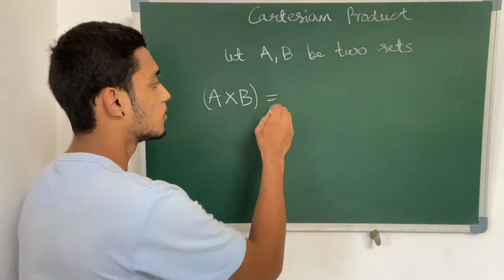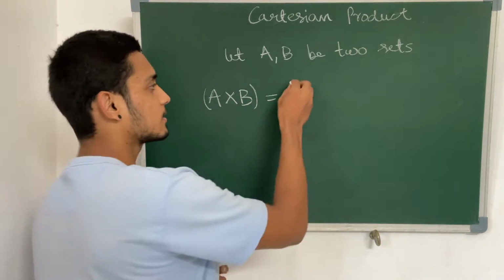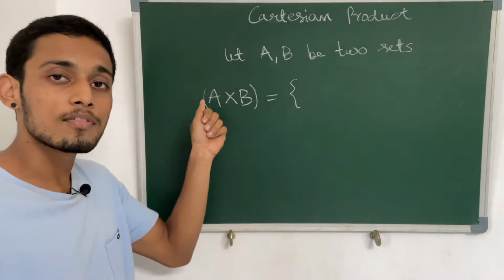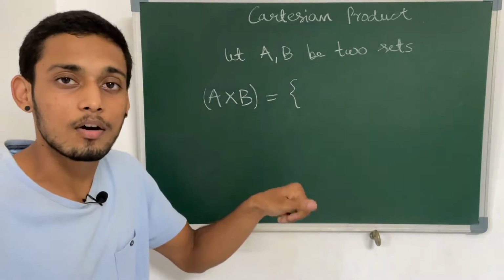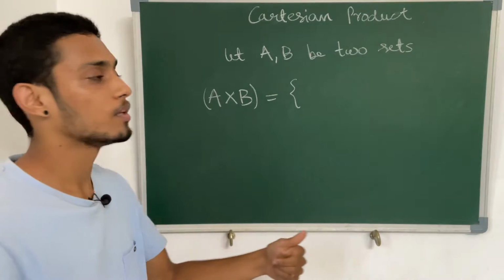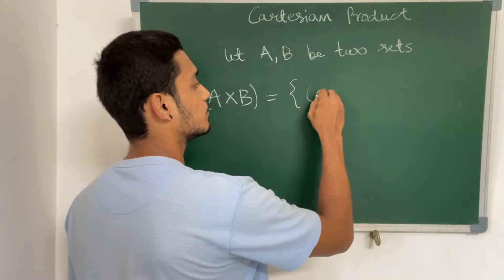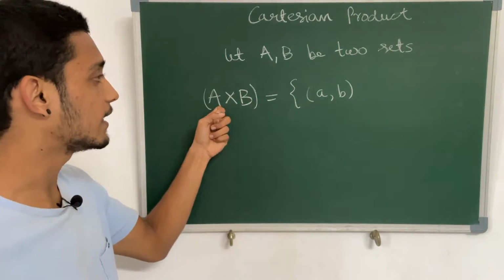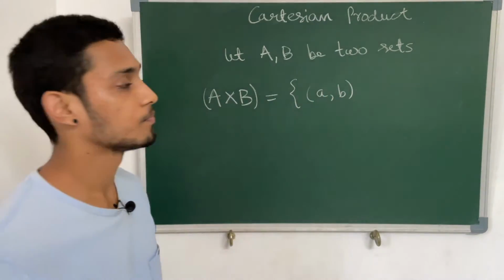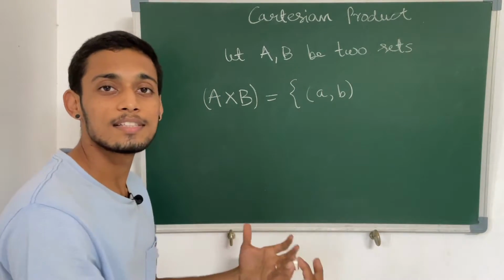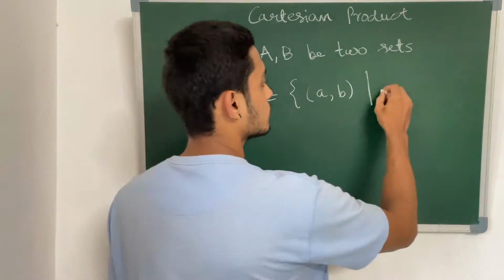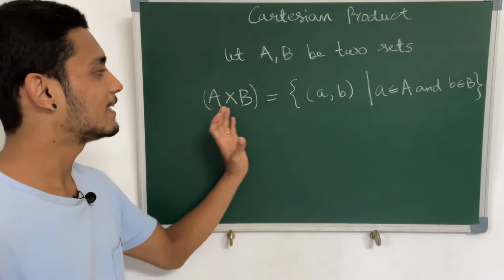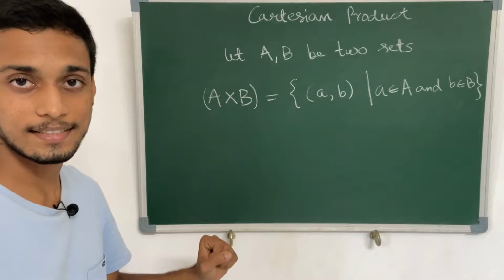What it gives us is a set of ordered pairs, where the first element is an element of the set A and the second element of that ordered pair is the element of the set B. So all elements are in this form, (a, b), where a belongs to the set A and b belongs to the set B. So we know how to write a given set in set builder form. That's it. This is how we get the Cartesian product of two given sets.